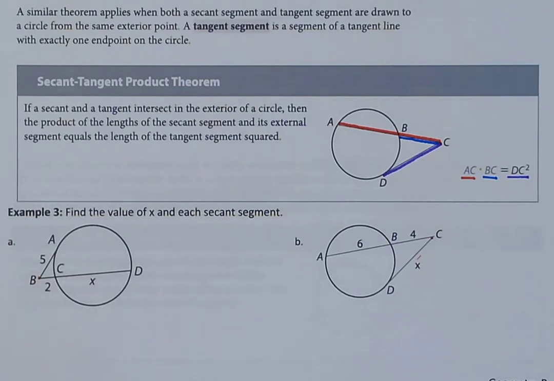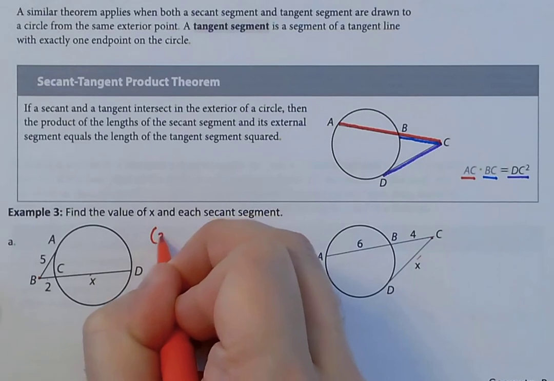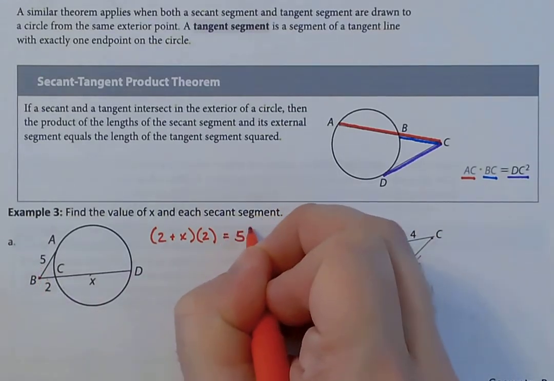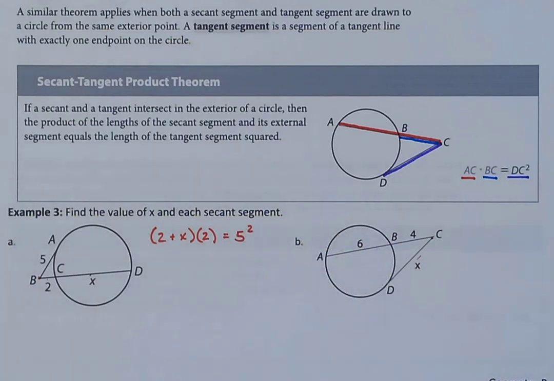So if I go through and apply this, it's the secant segment, so that would be BD, so the whole thing of 2 plus x times the external part, which is 2. So this starts very similar to example 2, and then it equals the tangent segment squared. So it's going to be 5 squared. So we then have 2 plus x times 2 equals 5 squared. So all we have to do is just go through and solve for x.